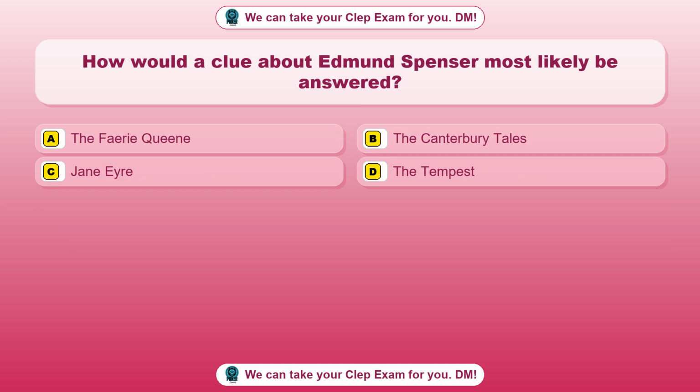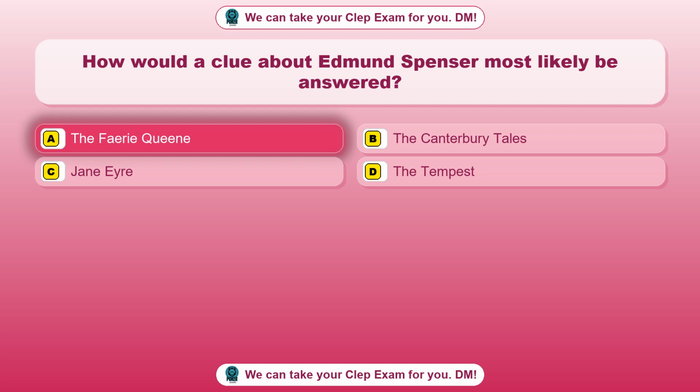Question 14. How would a clue about Edmund Spenser most likely be answered? Option A, The Faerie Queene. Option B, The Canterbury Tales. Option C, Jane Eyre. Option D, The Tempest. The correct answer is option A, The Faerie Queene.